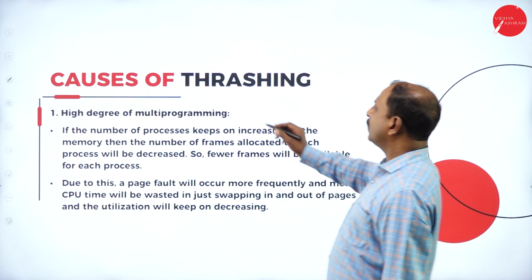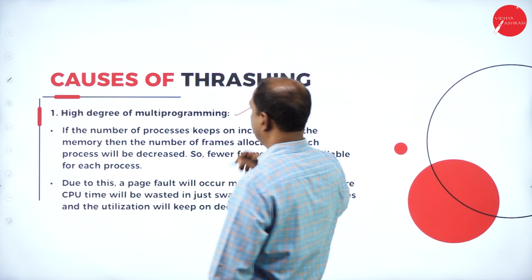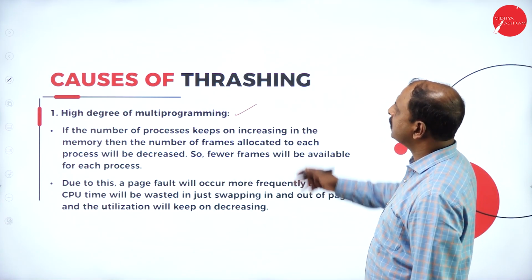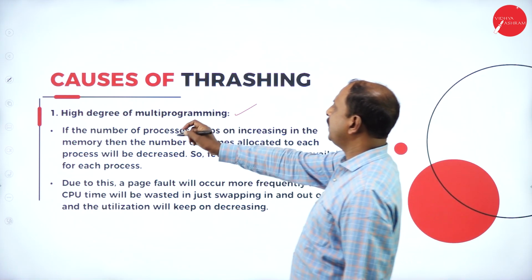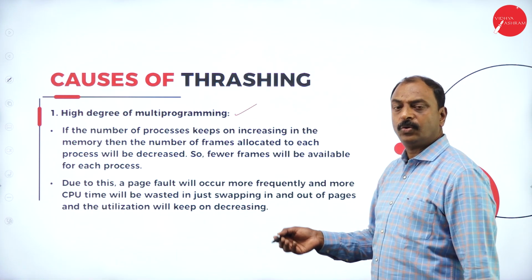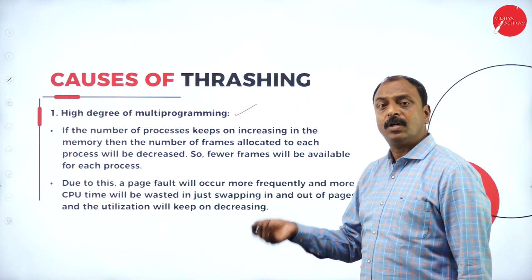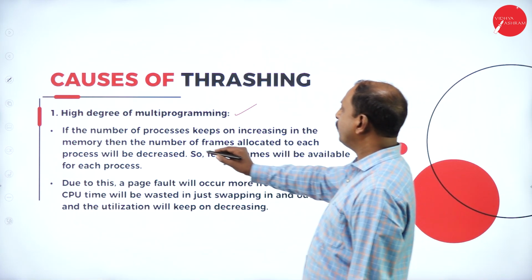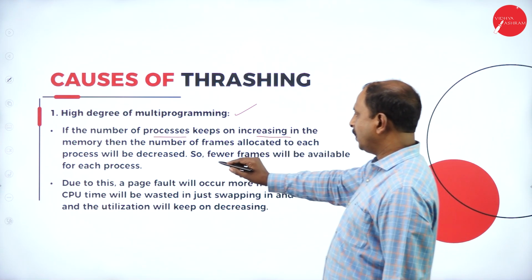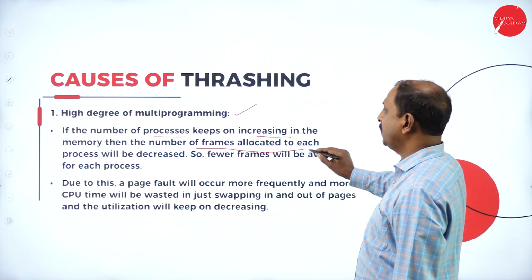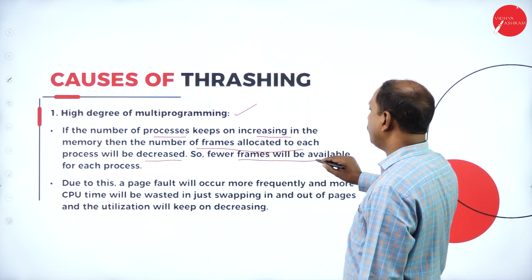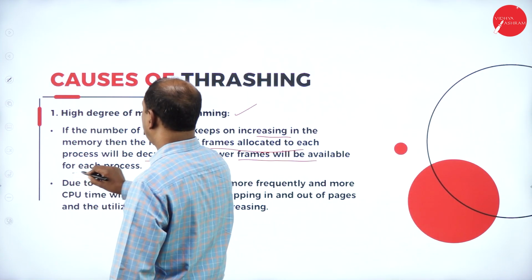Next one: what are the causes of thrashing? That condition is called thrashing. What are the causes? A high degree of multiprogramming. We just told you about multiprocessing operating systems. Same thing: if the number of processes keeps on increasing in the memory, the number of frames allocated to each process will decrease, so that fewer frames will be available for each process.